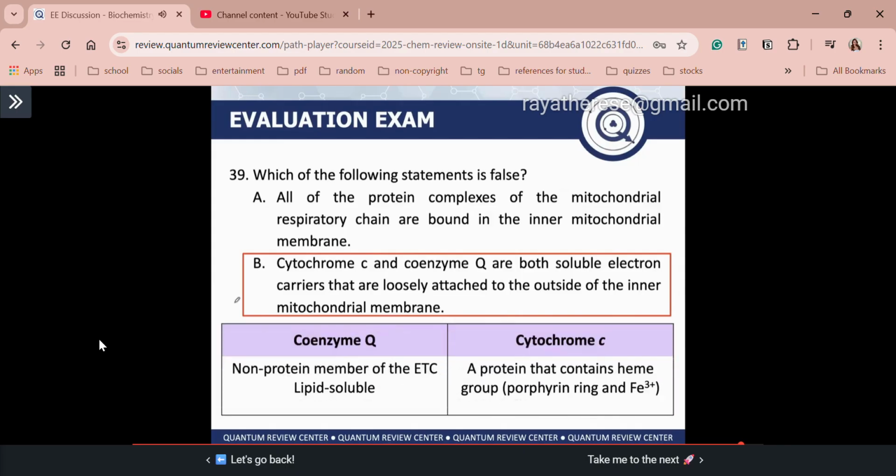Okay, so class, again, remember your two different mobile electron carriers. They are different in terms of their solubility. Coenzyme Q, lipid soluble. Si cytochrome C, because of its structure, water soluble. All right, so I hope you got the correct answer. Again, class, patience lang in answering, okay? Wag ma-excite to proceed to the next item.